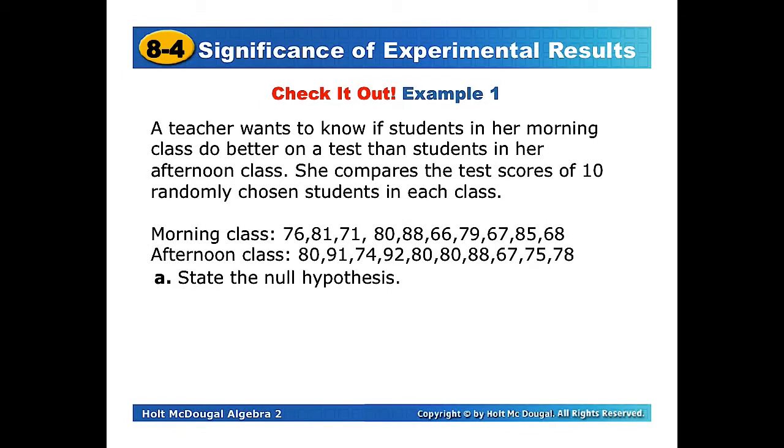So the next example is fairly similar to the previous one in nature, but it's about a different topic. A teacher wants to know if students in her morning class do better on a test than students in her afternoon class. She compares the scores of 10 randomly chosen students in her class. So you see the scores there for the morning class, you see the scores there for the afternoon class.